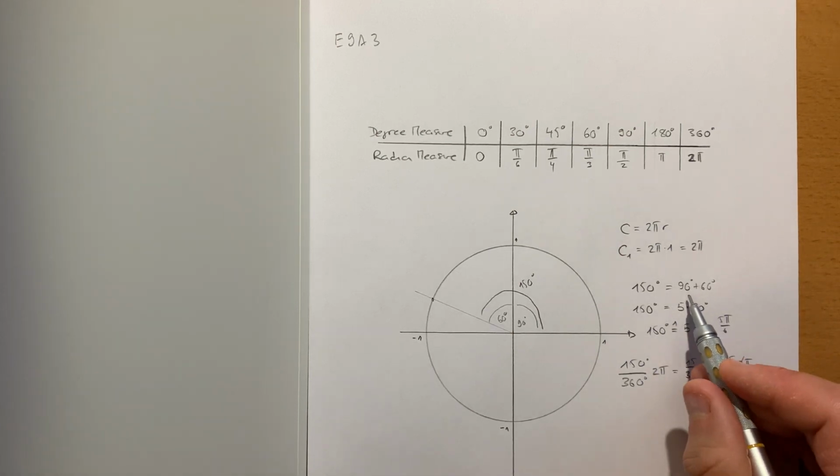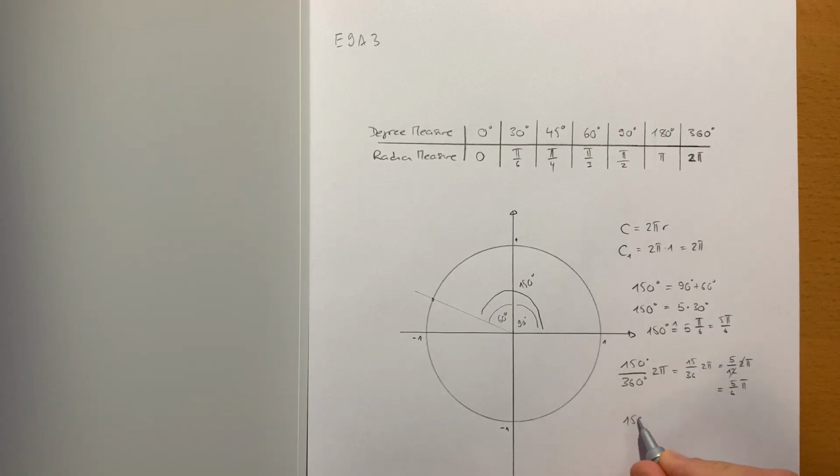Or, as I said in the beginning, you use the 90-degree angle. 150 corresponds to the 90-degree angle, so it's pi halves plus 60 degrees, pi thirds. So you have to find a common denominator. Well, that would be 6 in this case. So it would be 3 times pi over 6. And here it would be 2 times pi over 6. And when you add these two up, you're going to get 5 times pi over 6.